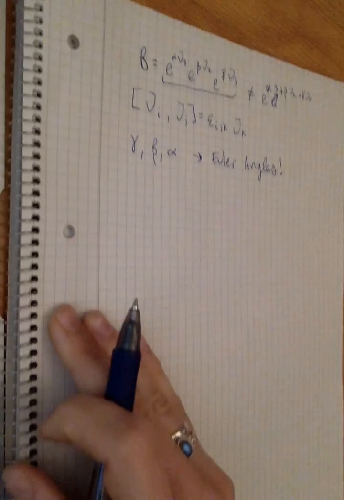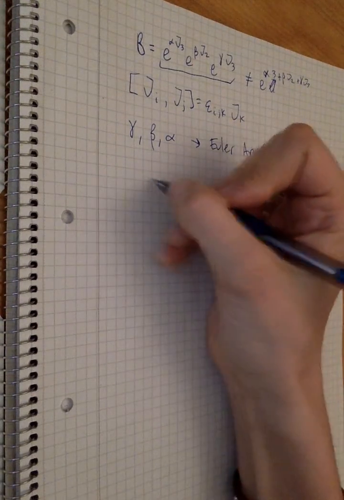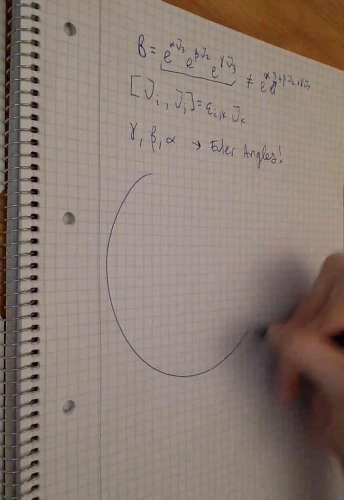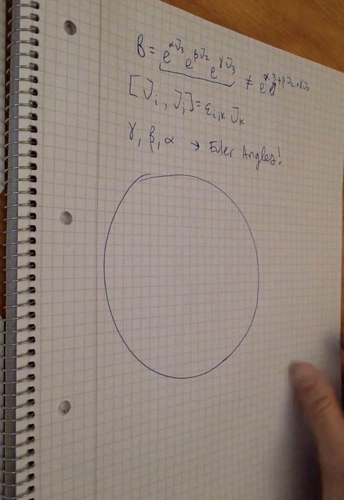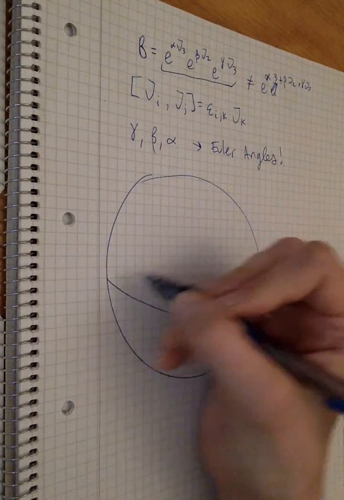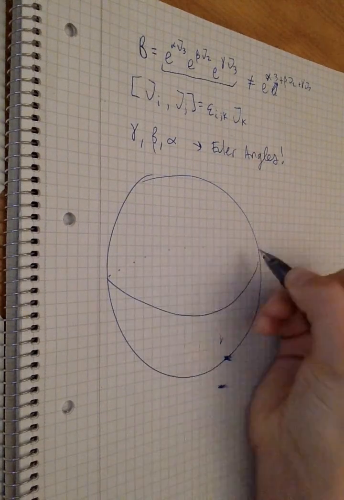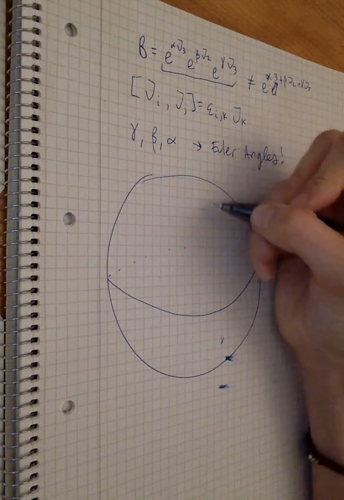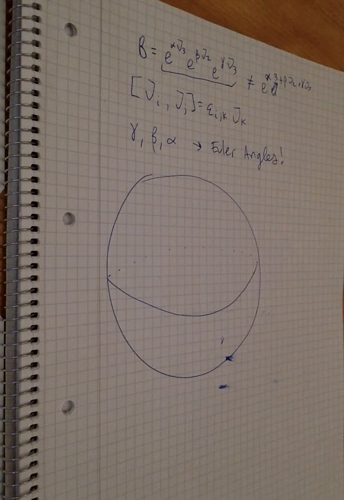And they look like the following. So we take this sphere, and it's a little bit easier if I do this one way rather than the other way.